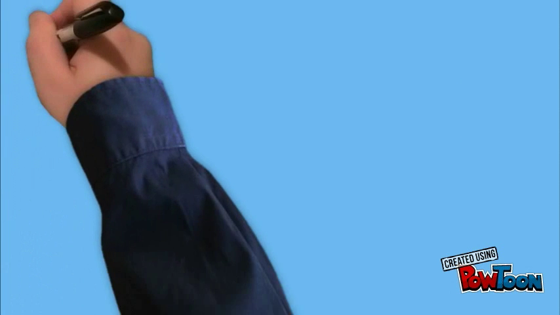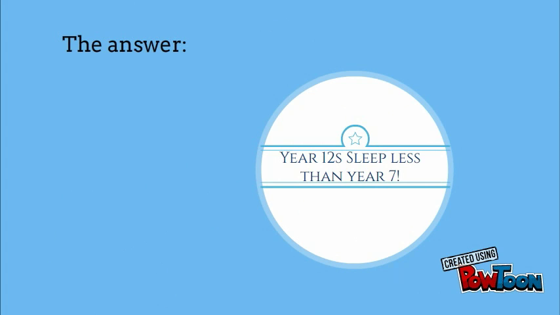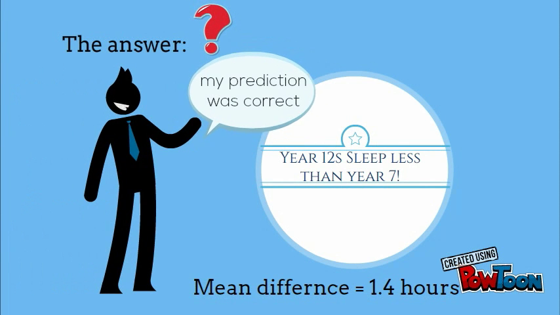In light of these results, particularly mean and median, it is clear that Year 12 students sleep less than Year 7 students. These results highlight that my prediction was correct and was slightly lower than I expected. Mean hours of sleep for Year 12 students is 7.9 hours as opposed to 9.3 hours for Year 7 students.